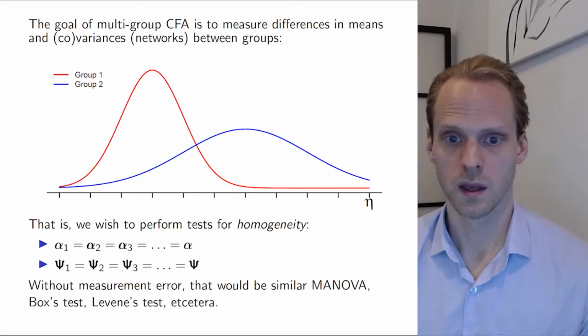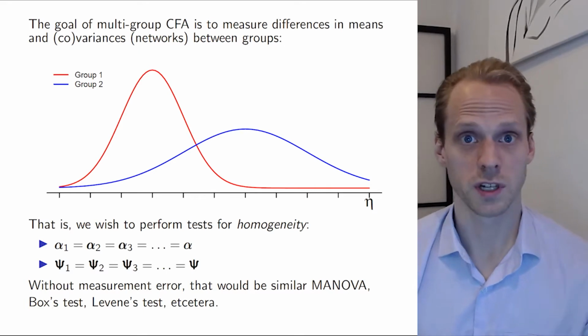In this last video lecture, I'll talk about homogeneity testing. And this is, I think, where the multi-group analysis becomes really interesting. We can start doing that after we established, in part, measurement invariance. So what do we want to do in homogeneity testing?